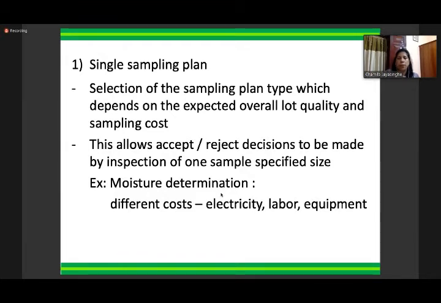But at the receiving point, for example, let's say the moisture determination is being done for fish. In that situation, we are not going to reject the sample, because we want to know the moisture content of the fish for some other purposes. If we want to analyze the sample for other different parameters, for that purpose we need to know the moisture content of the sample.